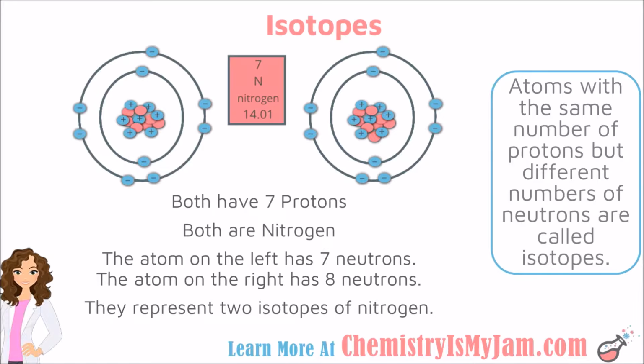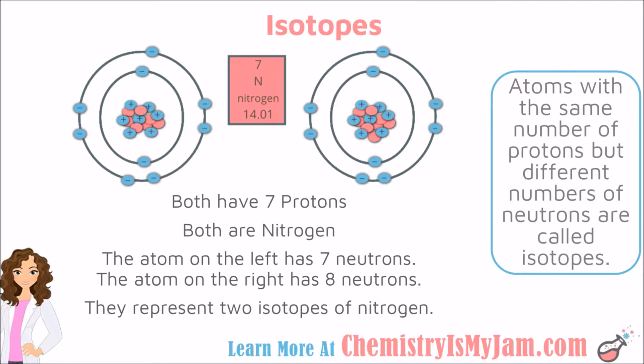In this video, we're going to be talking about isotopes and learning to calculate average atomic mass. Let's begin by talking about what an isotope is. Atoms with the same number of protons but different numbers of neutrons are called isotopes.